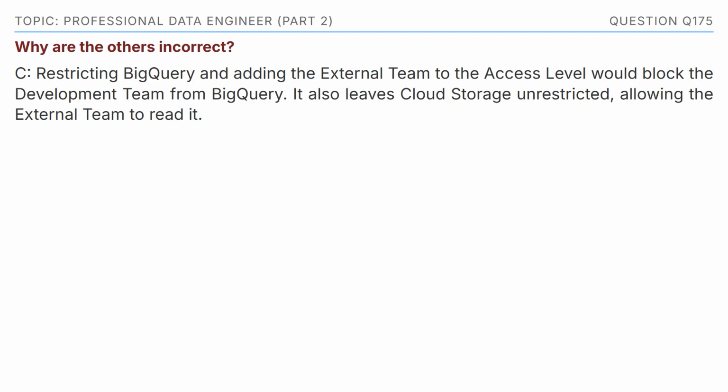Why are the others incorrect? C. Restricting BigQuery and adding the external team to the access level would block the development team from BigQuery. It also leaves Cloud Storage unrestricted, allowing the external team to read it.